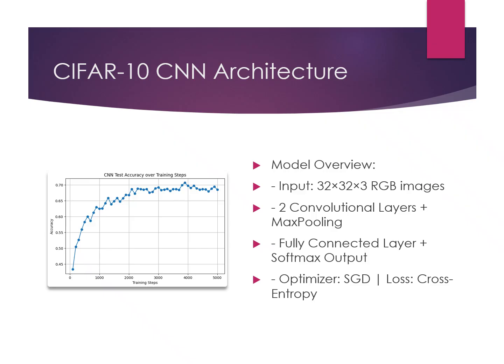CIFAR-10 is significantly more complex than MNIST. It contains color images with 3 channels, RGB, increasing input dimensionality. So classes like cats versus dogs or truck versus automobile have overlapping features. The model needs to learn texture, shape, and color patterns simultaneously. This complexity demands a more robust architecture than what we used for this basic model.